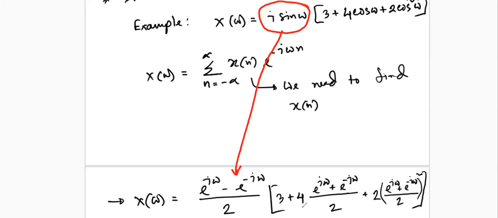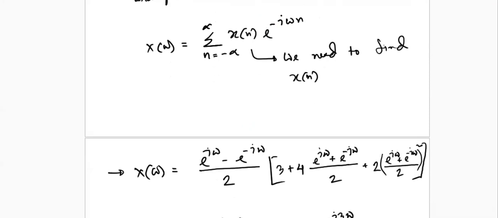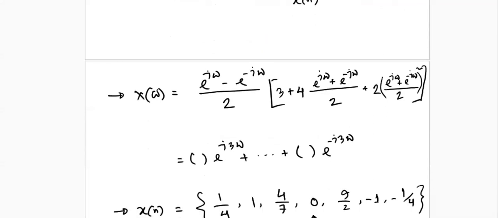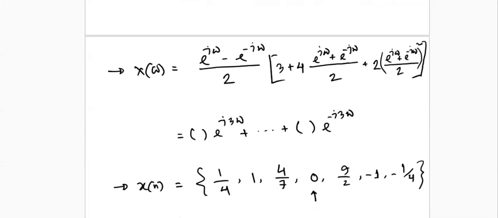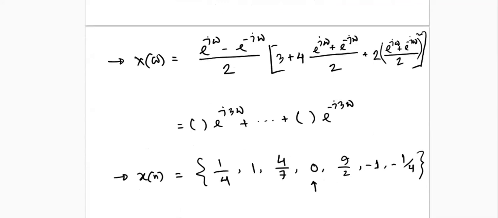Then we have 3 plus 4 cos omega, where cos omega can be written as (e to the power j omega plus e to the power minus j omega) divided by 2, plus again the twice cos square omega. This is a cos part, so we can write it very easily. Now we can expand more by the formula, and after expanding, we can find the values like this.